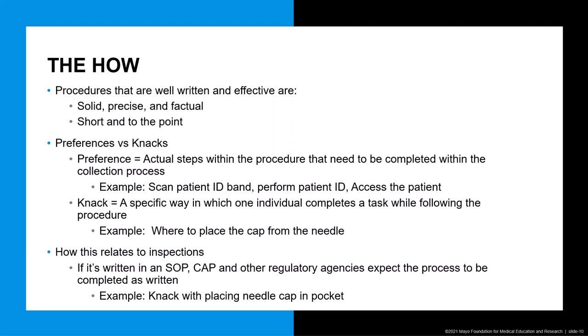It's also important to think about your preferences versus your knacks. Now, these are two terms that we use here at Mayo in regards to processes and procedures. You may use different terms, but what they mean here for us is a preference when looking at a procedure is the actual steps within the procedure that need to be completed within the collection process. So basically, if a preference is in a procedure, then that step needs to be followed. So for example, in our procedures for venipuncture and our line collection procedures, it says scan the patient ID band, perform patient ID, and access the patient. So that's a preference. So that says we have to do it in that order, the way that it's written.